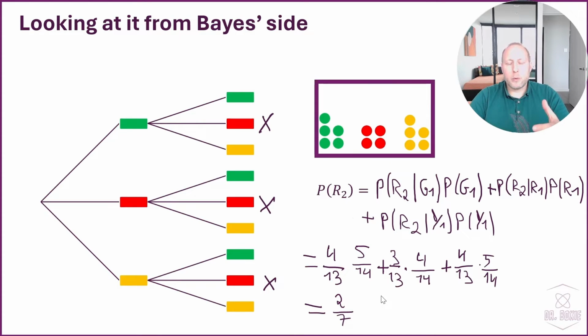Now, the logic of what we're doing here is we're looking at all the possible paths that lead us to pick a red ball on the second pick. And we want to formalize this, to generalize this, to get an expression that we can use more generally in cases that are not necessarily easy to visualize this way.